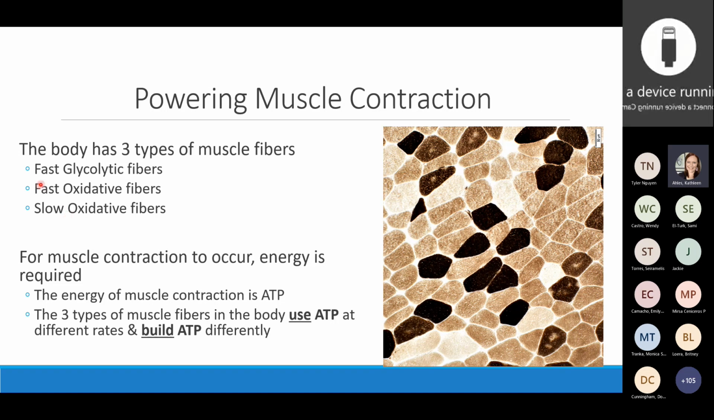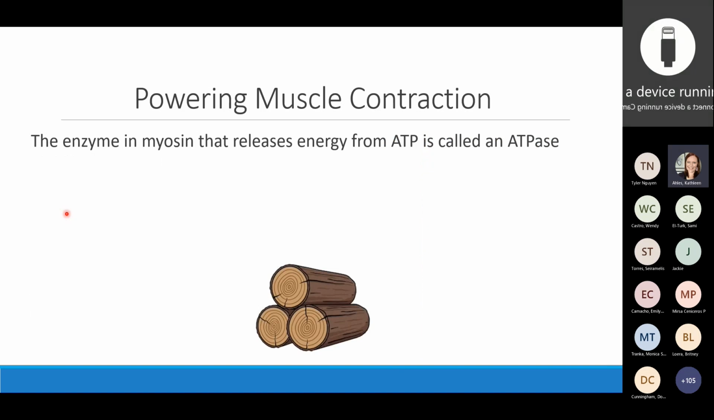So we're going to go through and break these different types of muscle tissue down one by one, but I want you to keep in mind their names tell you everything you need to know about them. How quick do they use their ATP? How did they build their ATP? So let's start with that first part of the name, the fast or the slow part.